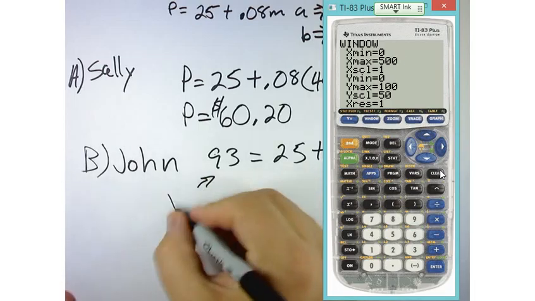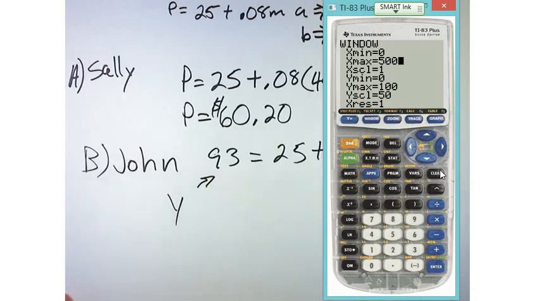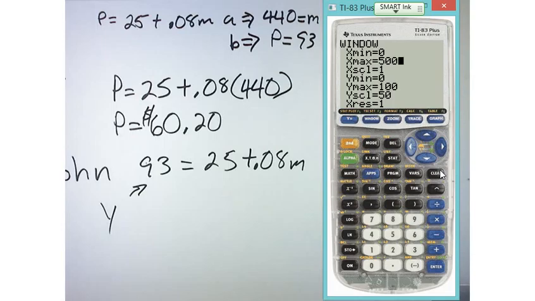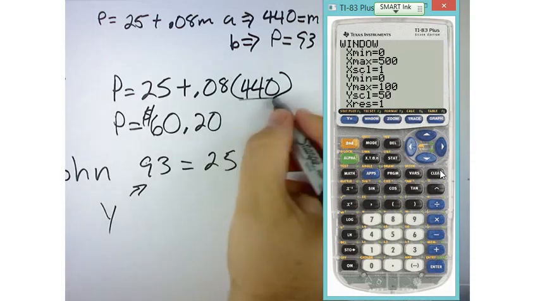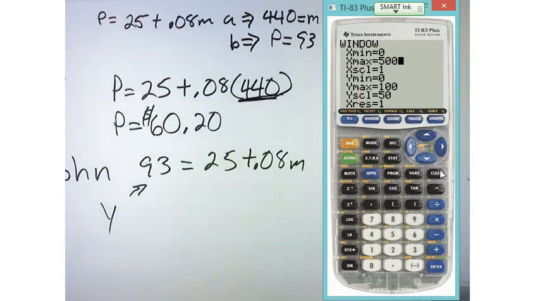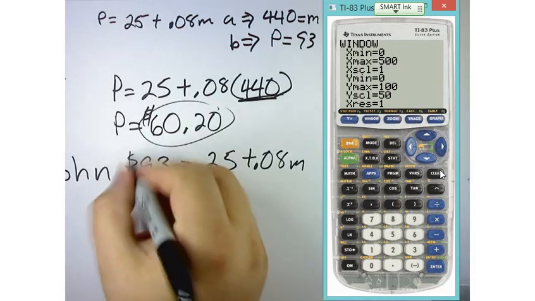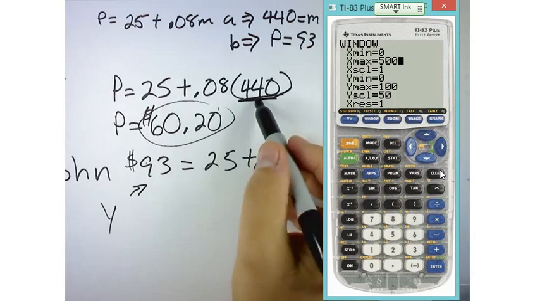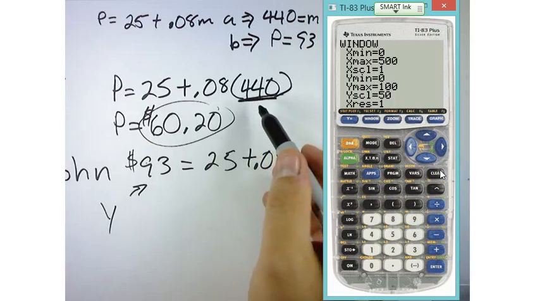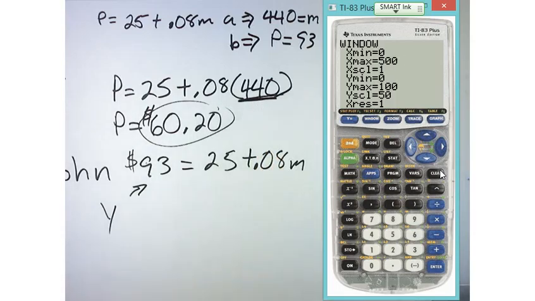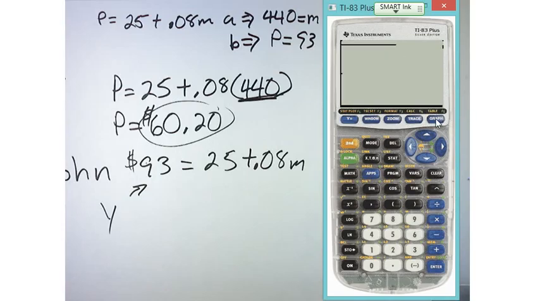This is my y value, right? And over here when x was equal to 440, I got around $60. So if this guy's getting paid $90, it's got to be more than 440 miles. Does that make sense to you guys? All right, it might even be 600. So let's put 600 in. All right, let's graph it and see.